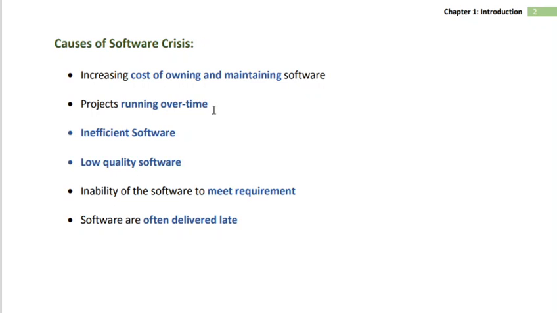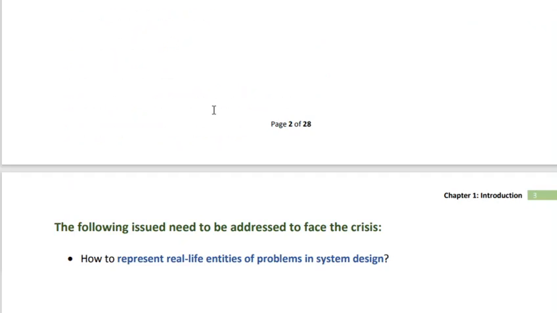Software system is often delivered late. It may so happen that you had not anticipated the associated complexities, because of which the software development time has exceeded the expected time, and the software system is delivered late. Now, these are some of the notable causes for software crisis: increase in the cost of owning and maintaining software system, project running over time, building an inefficient software system, building a low quality software system, inability of the software system to meet the customer's expectation, and software systems often being delivered late. Right? So these are some of the notable causes for software crisis.